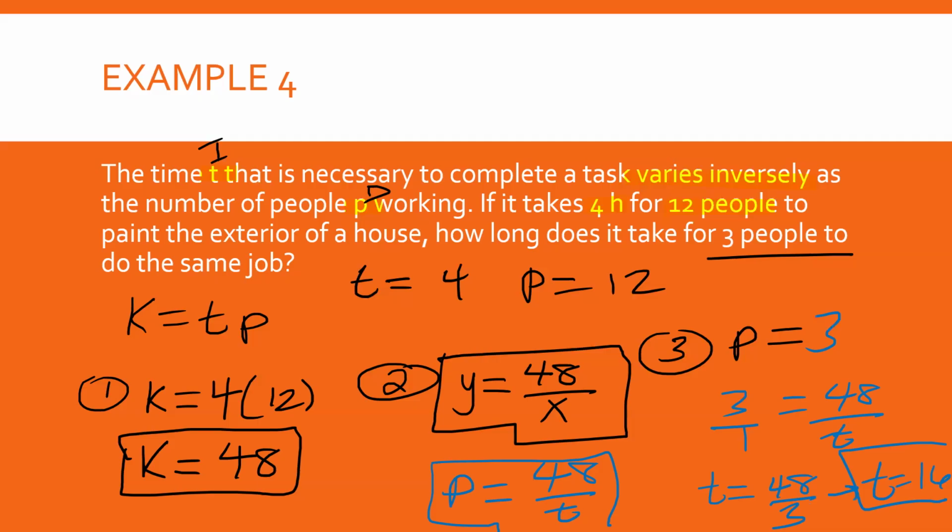I don't even know why I wrote 12. We already knew how long it took 12 people. I'm like, why'd I get 4 again? I was trying to figure it out because we've already done it.